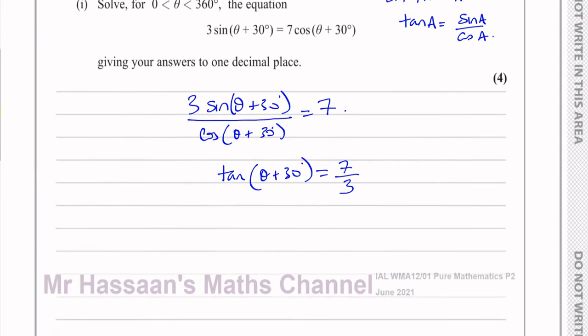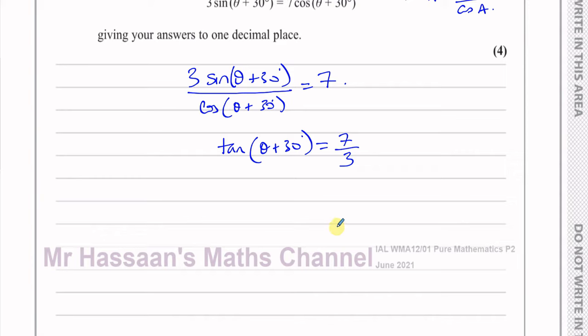Now that is an equation that I am able to solve. I can now find the inverse tan of both sides. So I have theta plus 30. The inverse tan of this side will cause the tan to go. On this side, it will become the inverse tangent of 7 over 3. And now I can go ahead and use my calculator to find the angles.